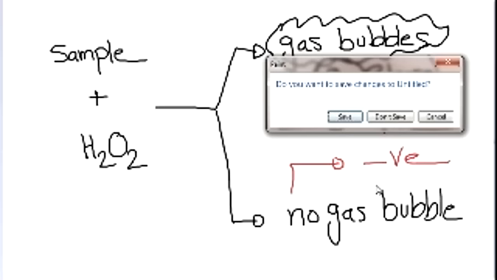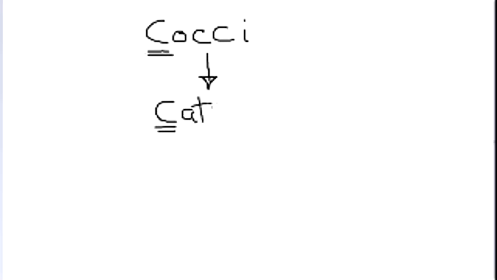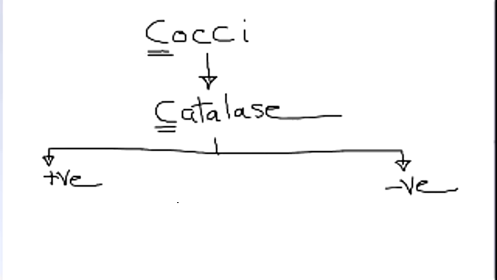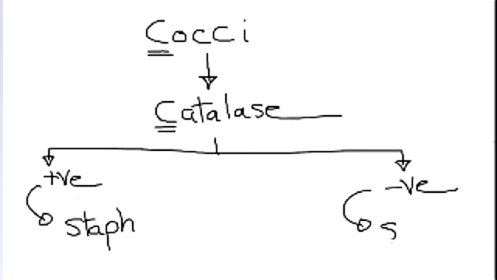So the first step you do, if you saw cocci under the microscope, with a C, is to do a catalase test, with a C, and see if the bacteria is catalase positive or catalase negative. If the bacteria is catalase positive, these are staph. If the bacteria is catalase negative, these are strep.